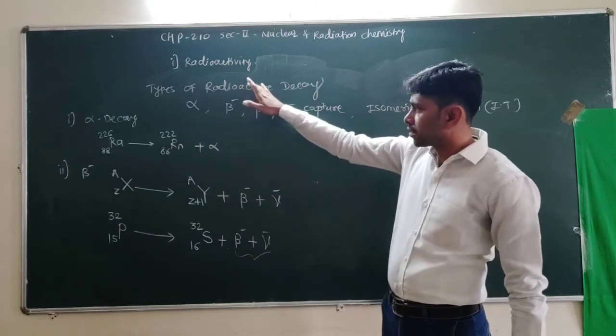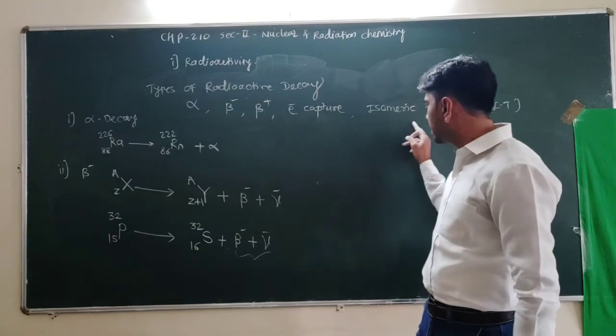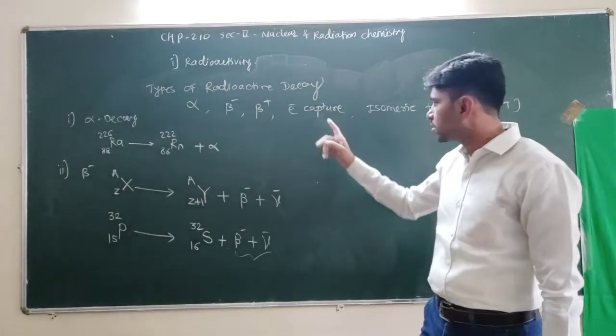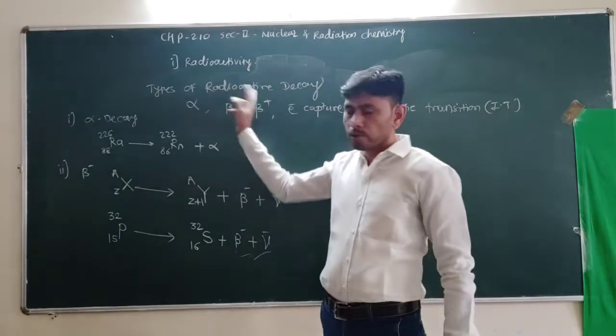So in the types of radioactive decay, we saw alpha decay and beta minus decay. Three decays remain that we are going to see in the next lecture: beta plus decay, electron capture, and isomeric transition.